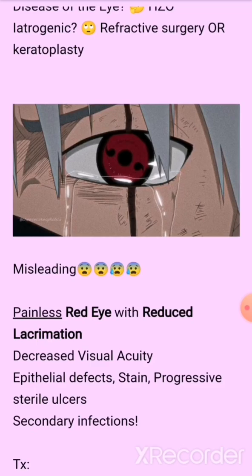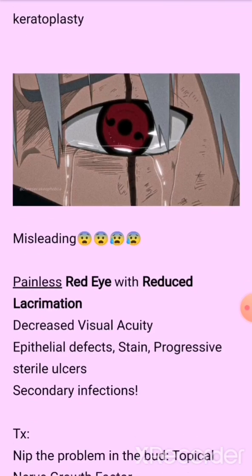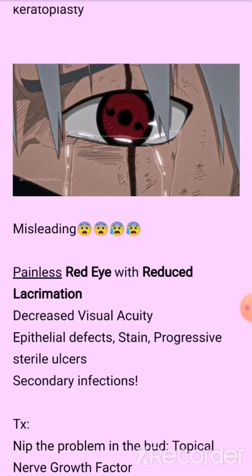There is also in general a decrease in visual acuity which accompanies most keratopathies, as well as epithelial defects and ulceration, which is why we have this in the keratitis topic, in the corneal ulcer topic. And because of the ulceration, the barrier is damaged, it can lead to secondary infections.